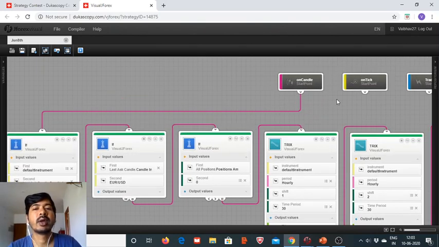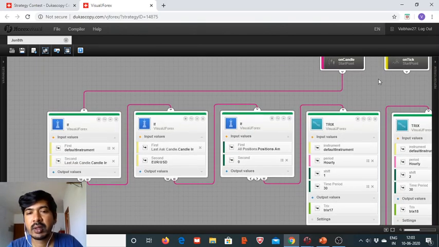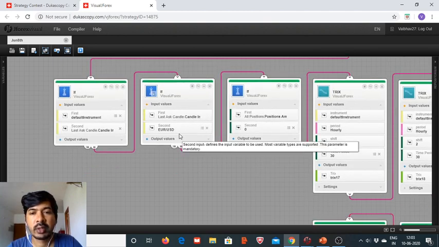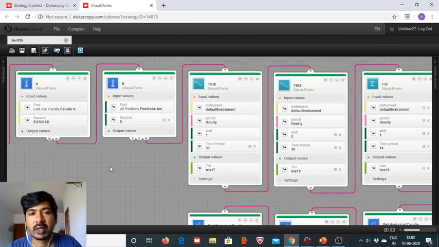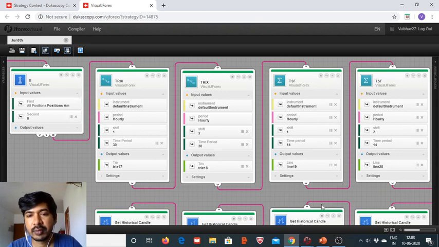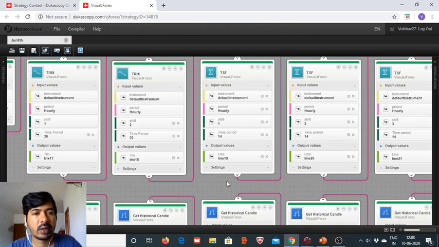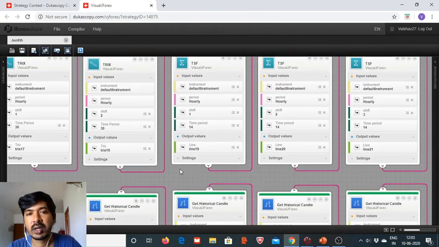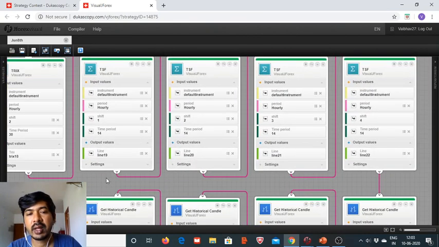Now we have to finish that setup. This is the instrument subscription here, Euro USD. The position amount has been defined at 0. The TRIX values of 1 hour are defined for the time period of 30, then the TSF. These are default parameters, the 14 and this 30, so we have not made any changes.